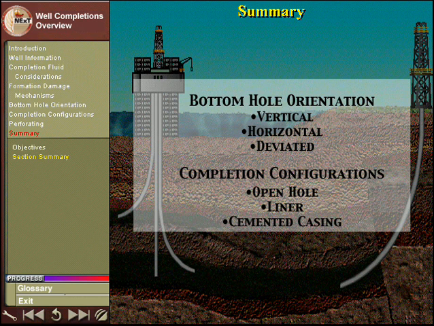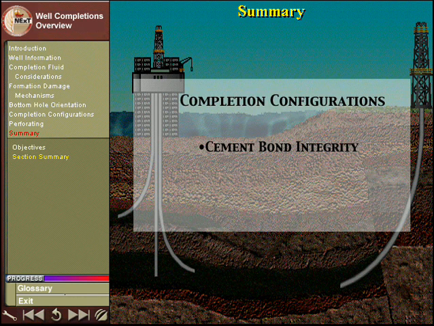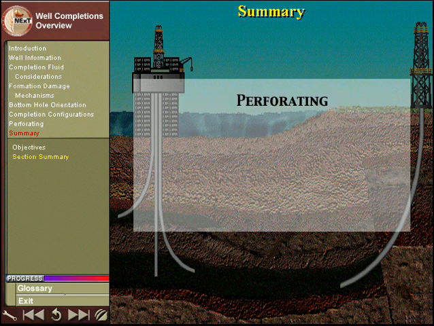These sections on bottom hole orientation and completion configurations touched on the strategies used to assign well architectures. The importance of cement bond integrity and its analysis was stressed during our discussion of cemented casing wells, the most common completion configuration. And in the final section, we examine the basic procedure whereby mechanical communication between the casing and the reservoir is established: perforating. Some general guidelines and rules of thumb were used to suggest perforating strategies for a well in which oil and gas are present in the pay zone. Much of the knowledge that you gained in this section will be applied in the Completion Challenge module.